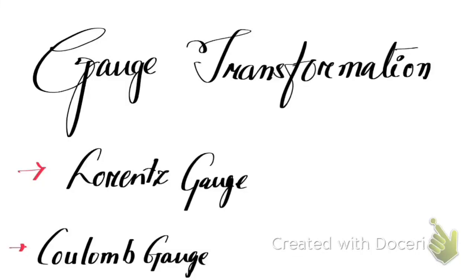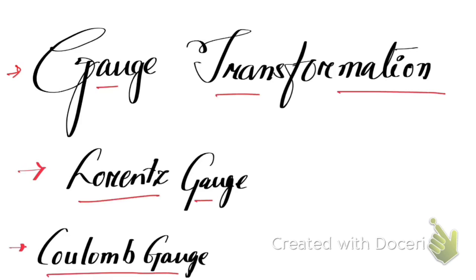Hello friends, this is another lecture of EMT for BSc and MSc students. Today we're going to discuss Gauss transformation. Here we're going to get Lorentz Gauss and Coulomb Gauss.